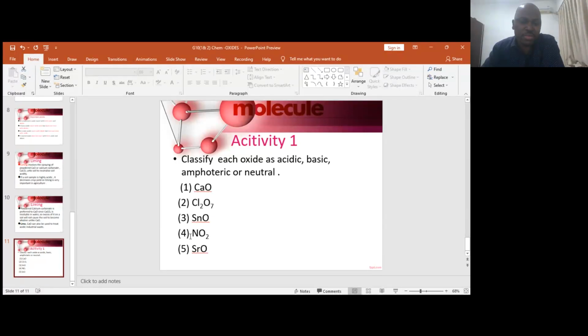Number four is an acidic oxide because nitrogen is a non-metal and there is more than one oxygen. So it is an acidic oxide. And number five is a basic oxide because strontium is a metal.